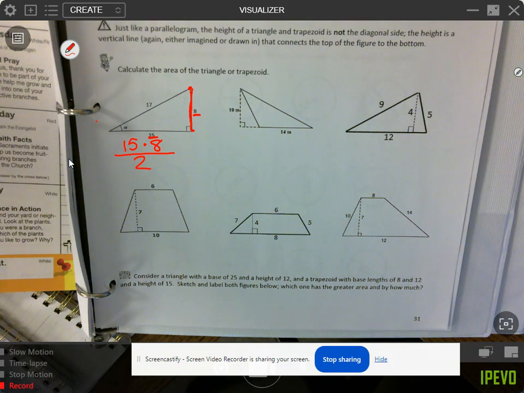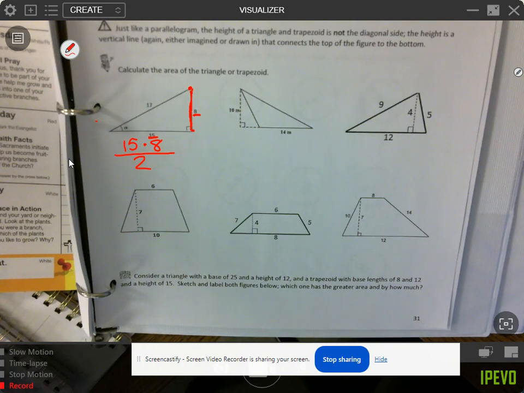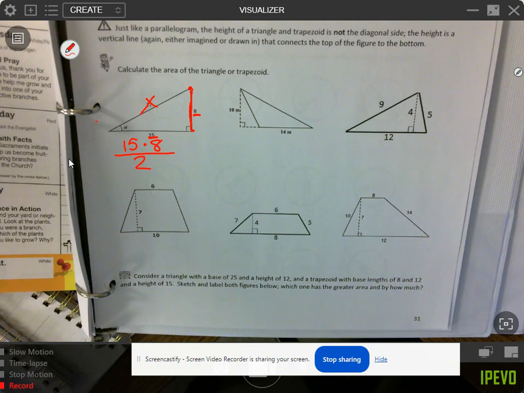Well, what do I do with the 17? Why would I cross it off? It's an extra number. That's the diagonal line that we don't need. So 15 times 8. Is it 120? 120 divided by 2. So I get 60 for my answer.